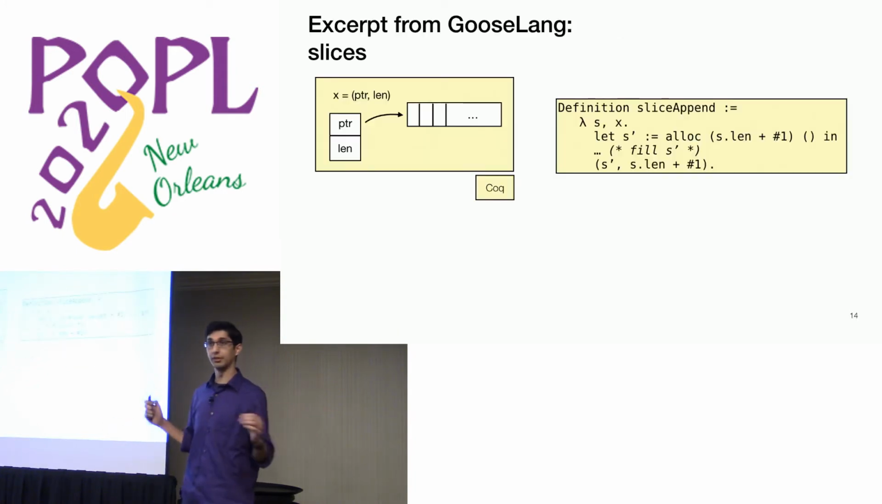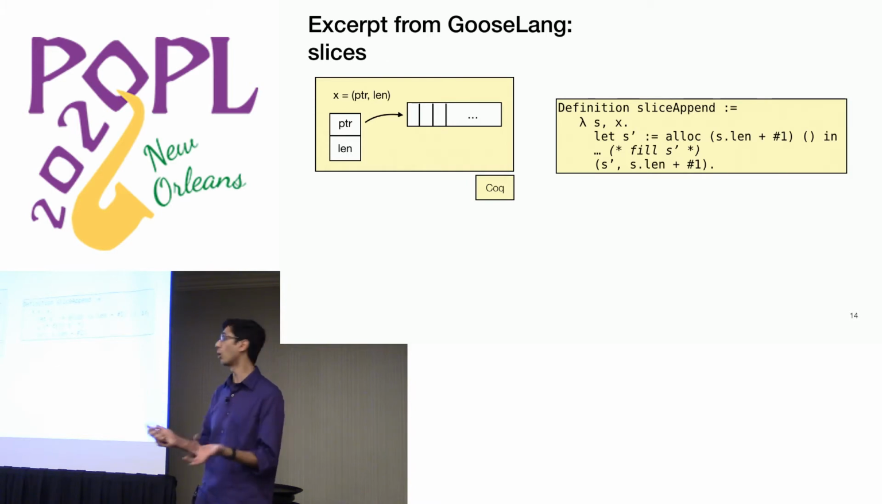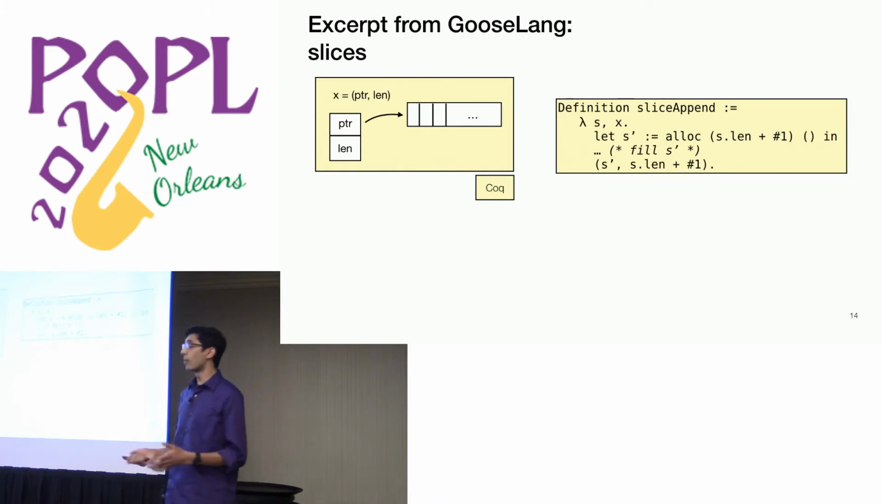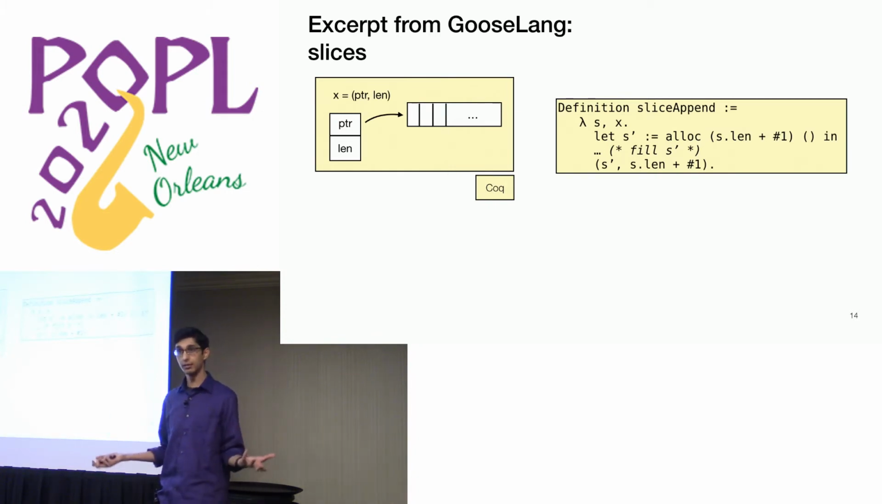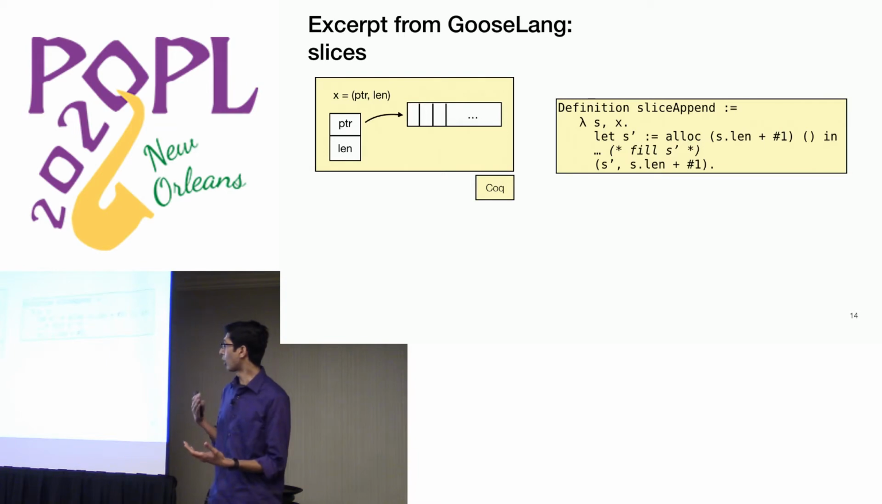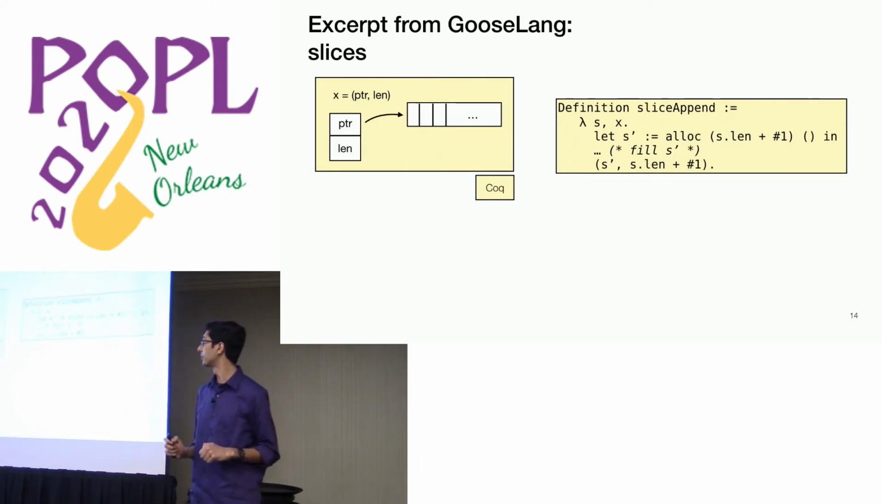Okay, so here's an example of something that is in GooseLang. So again, I'm using this yellow color for calc. So this is all code written inside calc as part of GooseLang. Here I'm giving the model of slices. So slices in Go are a combination of a pointer and a length. And our model inside GooseLang is very similar. It's just a tuple that has these two elements.